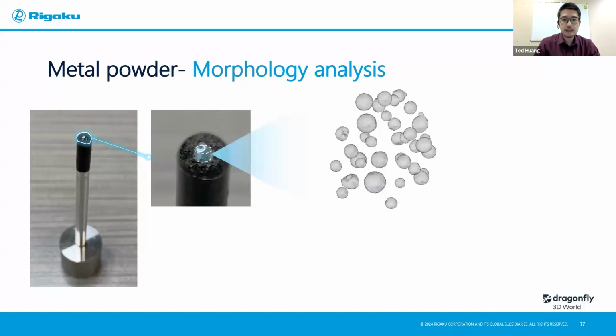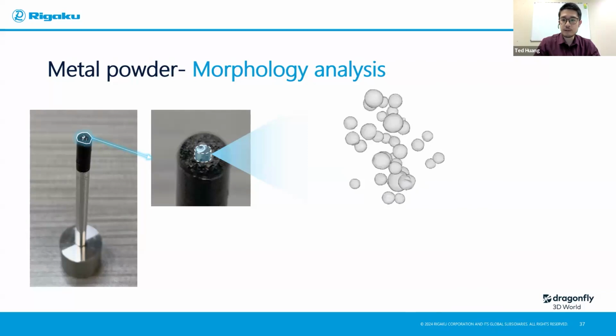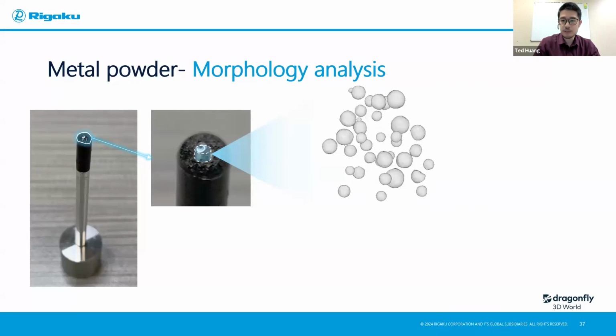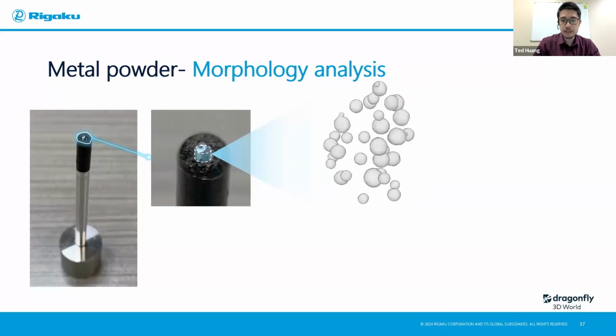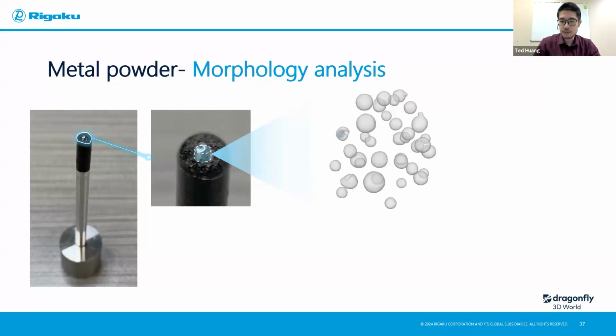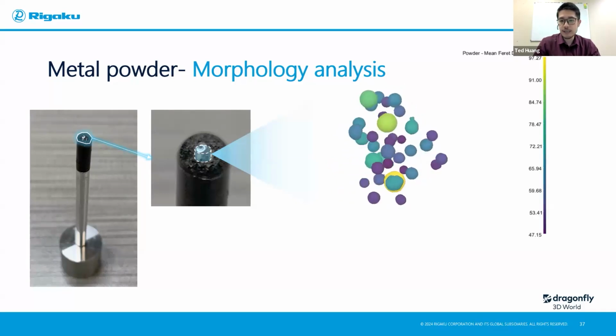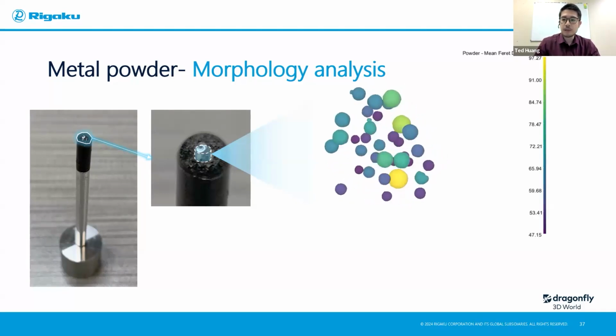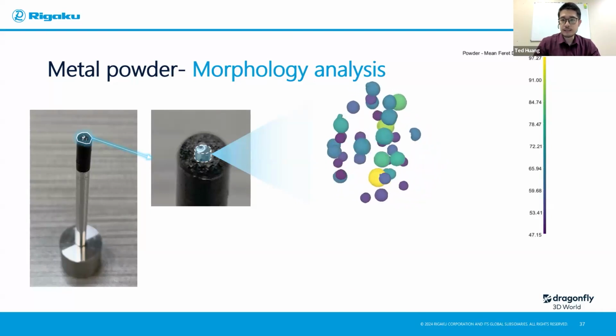So after scanning, this is what I get. You have those powders floating in the air, waiting for you to explore. And you can already see, oh, there are some agglomerations for some of the powders, some deviation from the spherical shape they're supposed to have, some of them as if they're being punched in the center. You name it, you can do the analysis.